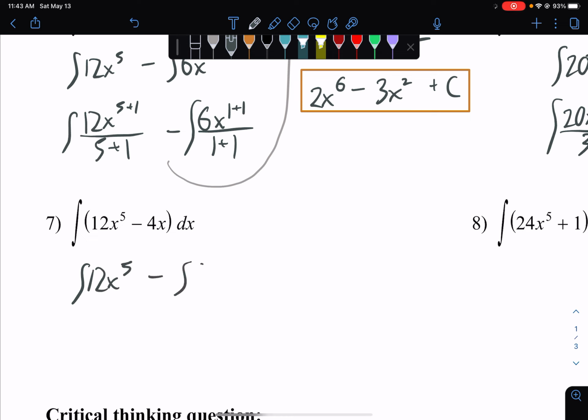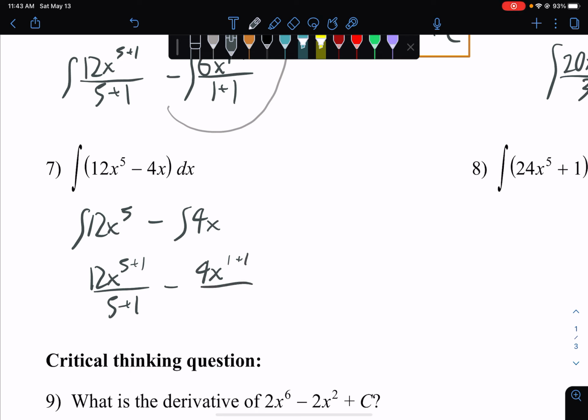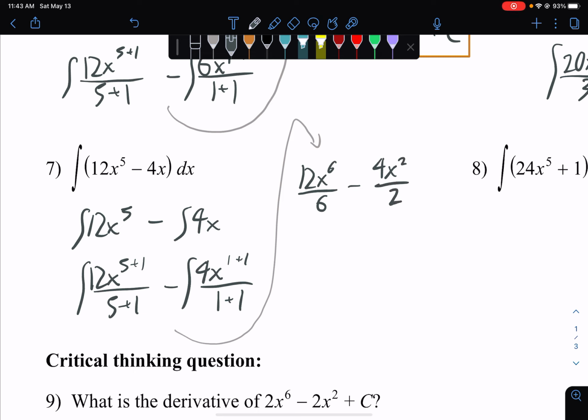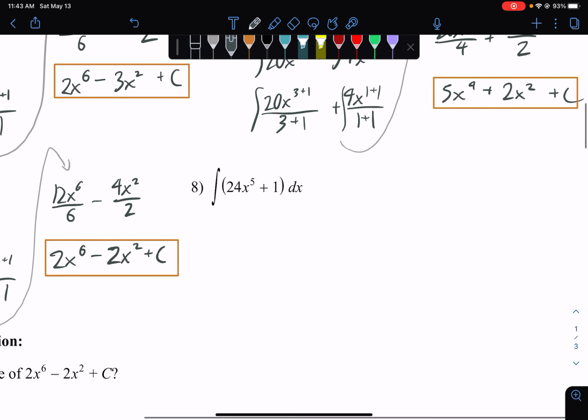12x raised to 5 and then minus 4x. Distribute the integral signs again, and then apply the power rule. Then simplify. 12 over 6 becomes 2, and 4 over 2 becomes 2 also. And then we put plus c. Boom. Finished. How about number 8?